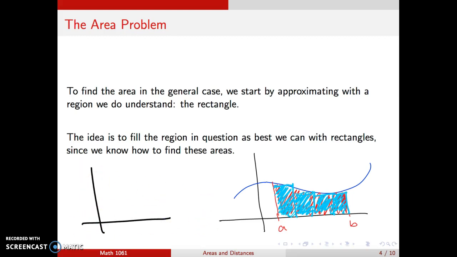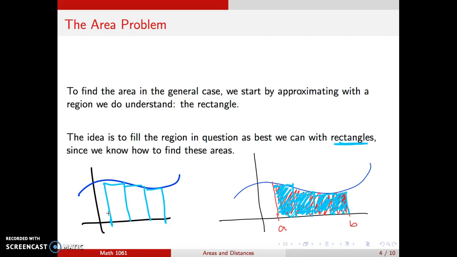Maybe if I draw this again, you can get a clearer picture. What I mean is, maybe something like that. 3 rectangles in this sketch. But we're trying to estimate the area under the curve. The reason why we use rectangles is because we know a formula for finding the area of a rectangle, just the base times the height. So we use something we know.